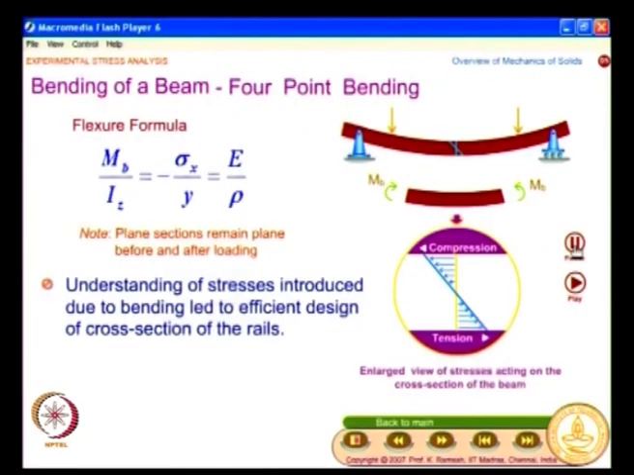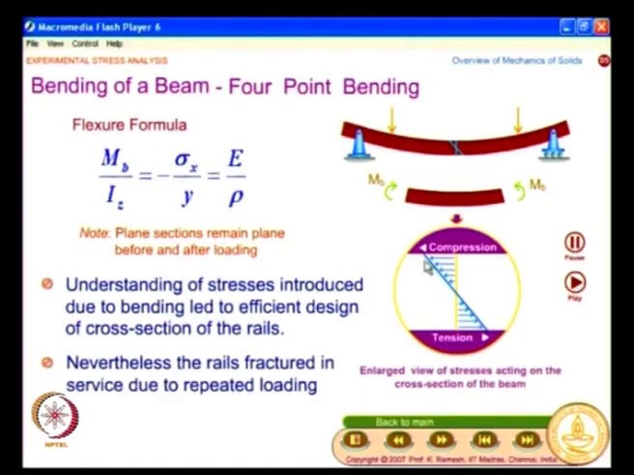So what you have here is, I have the member which bends and I find that stresses are varying linearly over the depth. And this is a very famous flexure formula, and in what way did you derive it? You never went and solved differential equations. You cleverly avoided solving differential equations and you hide behind the assumption that plane sections remain plane before and after loading.